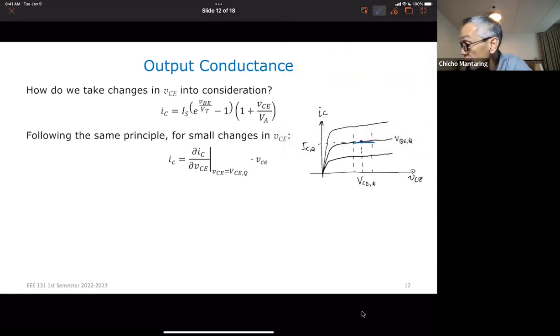This can be considered a straight line. Well, I just messed up, no? But that can be considered a straight line. And in fact, it really does look like a straight line. No? Mukhang straight line din talaga siya. And we can use the slope. We can use the slope of this line at this point at VCEQ to now determine how much your IC will change when VCE changes. So we're doing exactly the same thing. That's exactly what we're doing here.